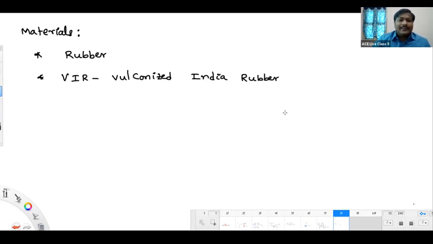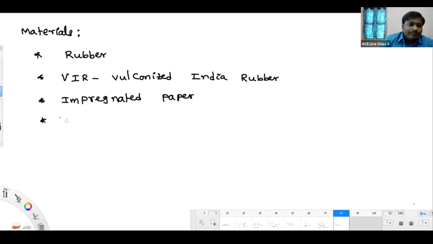Yeah, to give strength, yes, good. To give strength to the rubber, we will be adding that sulfur. That process is called vulcanization. Next one will be impregnated paper. Oil impregnated paper also we'll say sometimes.